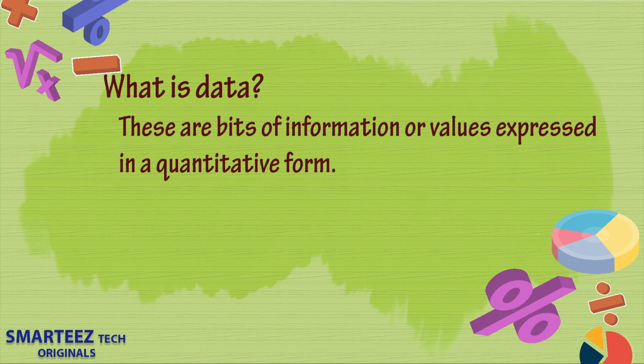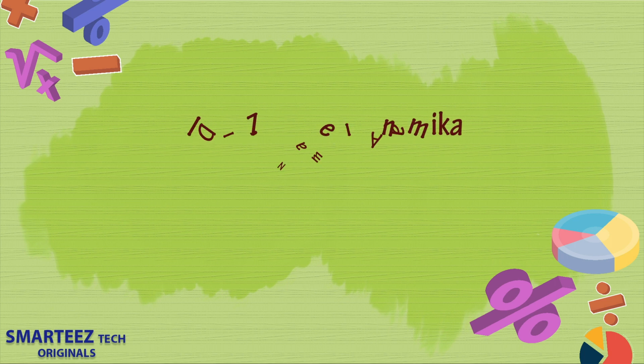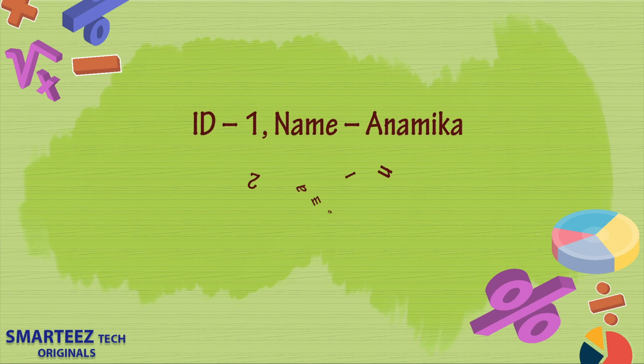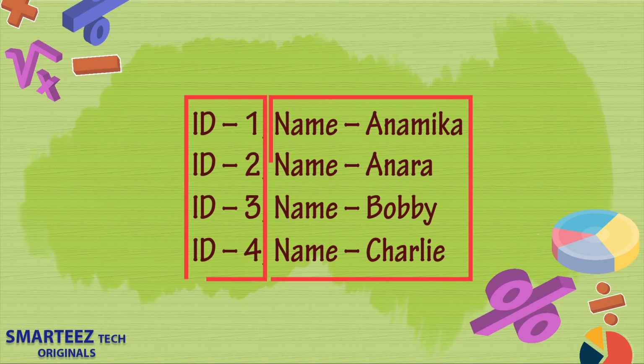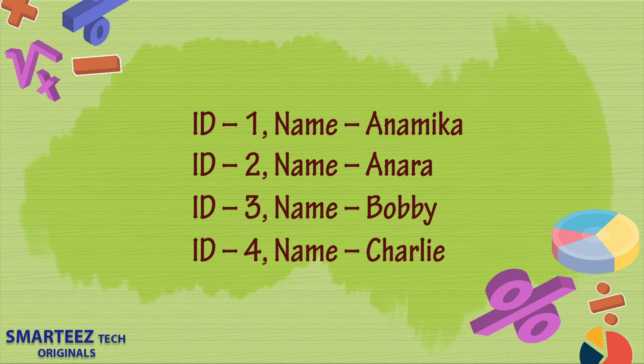Let's say there are 4 friends whose names and IDs are given here. ID 1, name Anamika. ID 2, name Anera. ID 3, name Bobby. ID 4, name Charlie. Here we have 2 pieces of information, namely ID and name, for each one of the 4 friends. We call the pieces of information about the 4 people data. By the way, data is a plural form of datum.